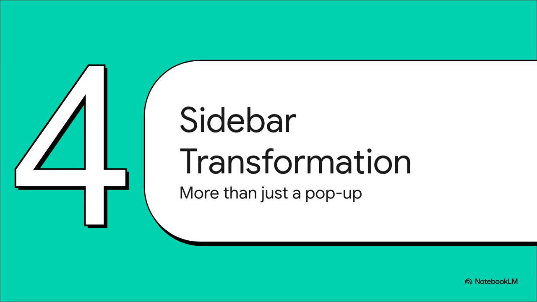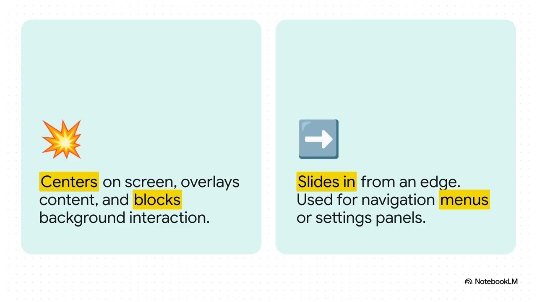Okay, so far, we've seen a really flexible dialog box. But this component has a secret identity. It can transform into something completely different. We're not just talking about a pop-up anymore. We're talking about a core piece of your app's navigation. Just look at the difference here.